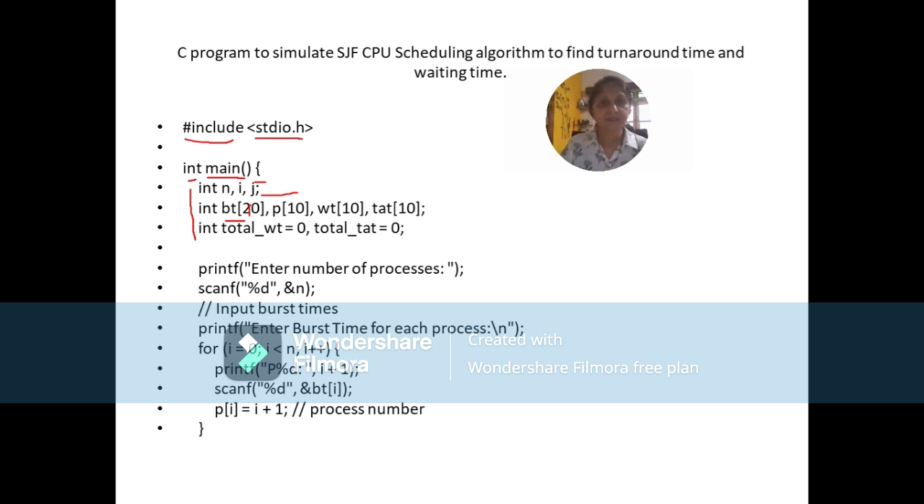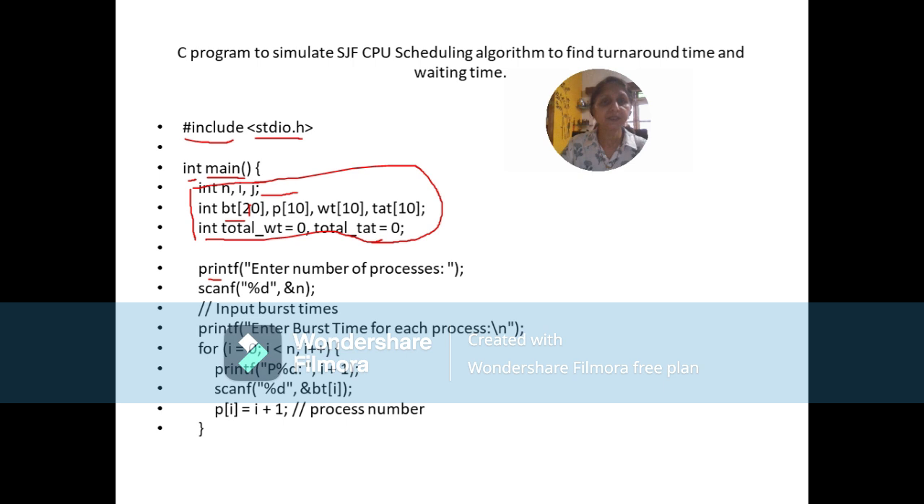Next, there are two more variables that we have declared in the third statement. What are the two variables? Total WT and total TAT. We have also initialized these two variables with 0 because these are our accumulators, and the type is integer. So this block of statements is nothing but the declaration of the variables. The memory will be allocated to these variables during compilation time. Static memory allocation. Okay, fine.